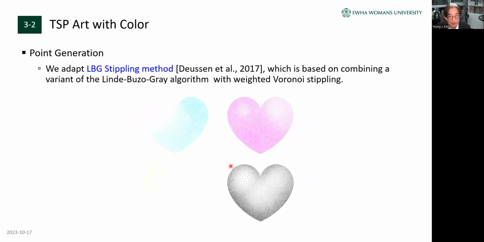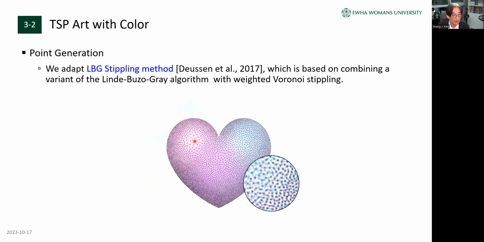And then the next step is, for each separate color channel, we have to find the stippling points. In our case, we use the very well-known weighted Voronoi stippling technique to find stippling points that approximate the tonality of each channel. So this will be the stippling result for each color channel and the combinations.